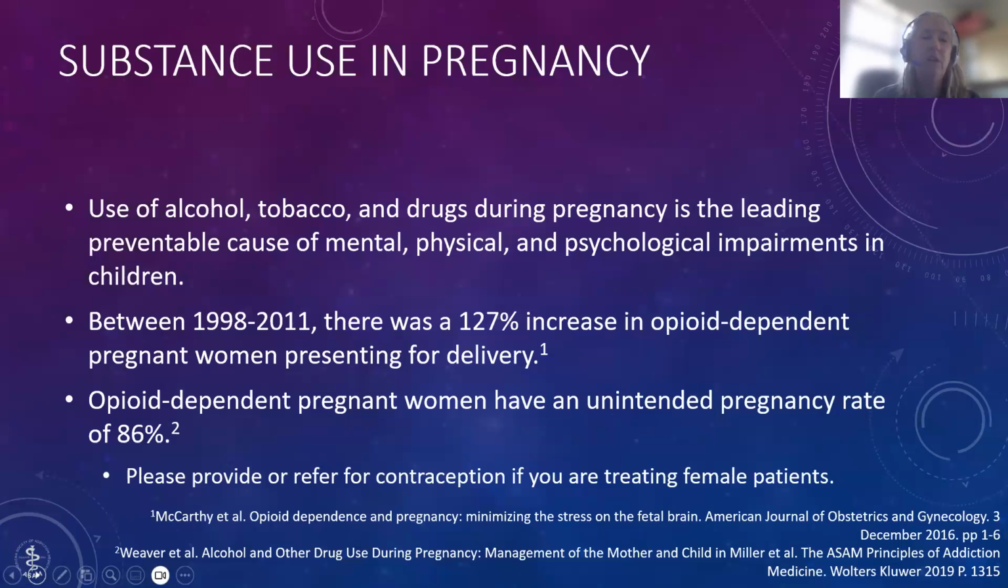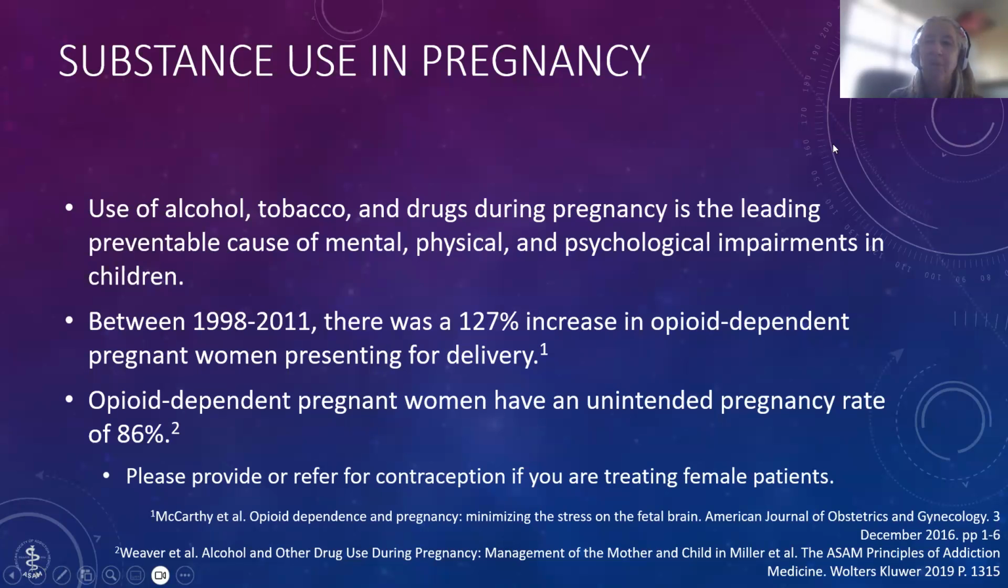So the use of alcohol, tobacco, and drugs during pregnancy is actually the leading preventable cause of mental, physical, and psychological impairments in children. Between 1998 and 2011, there was actually a 127% increase in opioid-dependent pregnant women presenting for delivery. I have not seen any stats on this for the last 12 years. I am pretty sure it has continued to go up, but I just have not seen these stats.